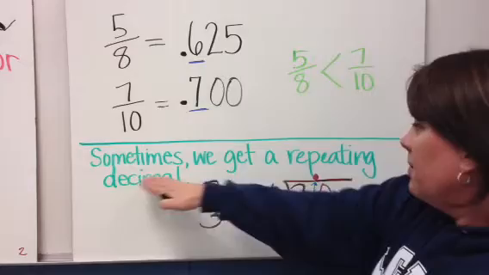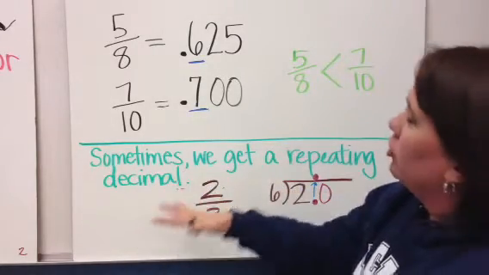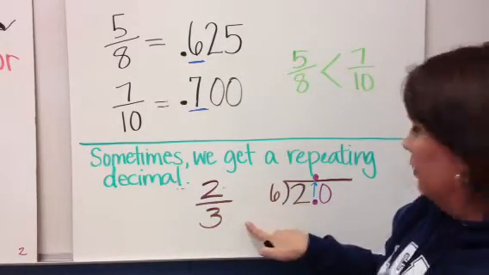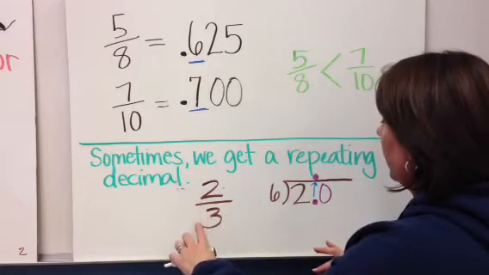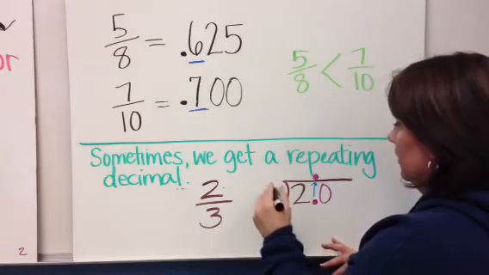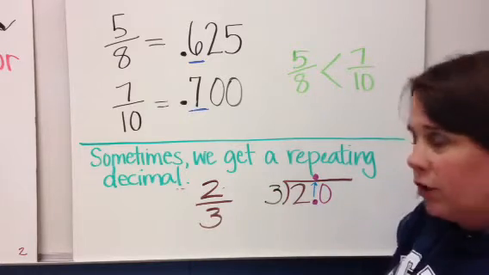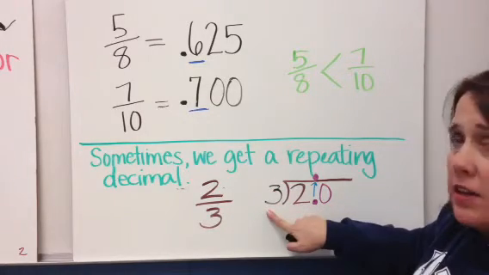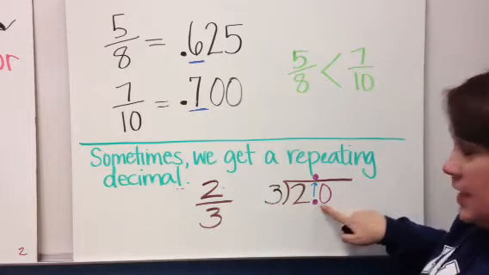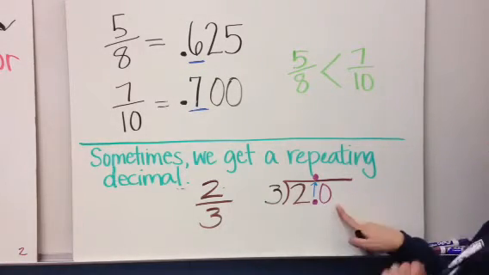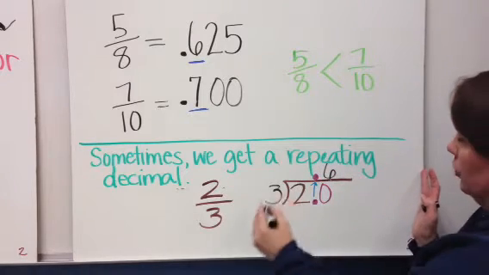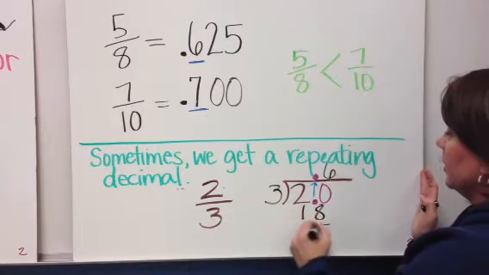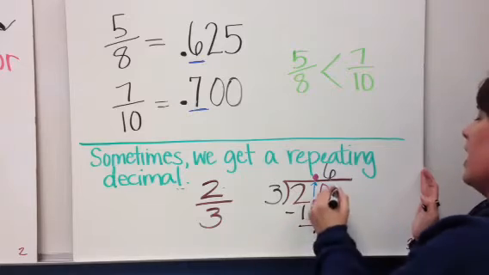Now, sometimes when we convert a fraction to a decimal, we get a repeating decimal. Look at 2/3. I have 2 divided by 3. I didn't write that correctly. 2 divided by 3, and I had to add a decimal and a 0, bring my decimal straight up. 3 goes into 20 6 times. 3 times 6 is 18. 20 minus 18 is 2.